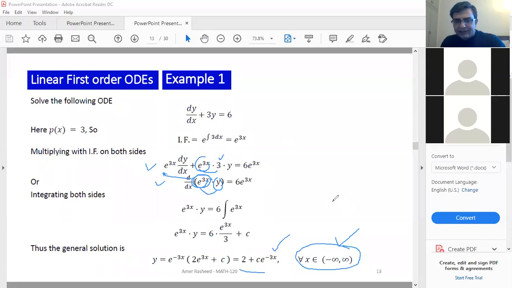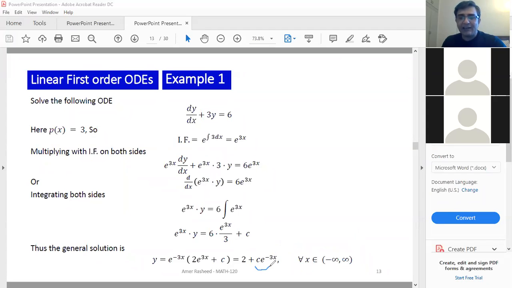Now, there is another question. Why are we not writing e raised to the power 3x as c, as both will be constant? There is an x here. It is not a constant. e raised to the power 3x is a function of x. It is not a constant. So we cannot write this as another constant. I hope you got it.